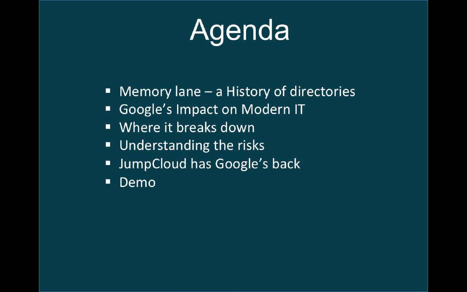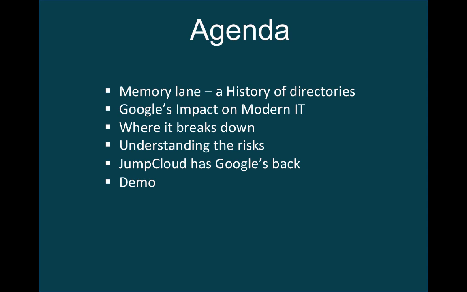We'll talk about a few things here in the next few minutes, but I like to begin presentations by providing a historical context. So we will talk a little bit about the history of directories to really give you context on where we are today with respect to identity. We'll talk about Google's impact on modern IT, especially with the dawn of Google Apps, and of course Google Identities at the core driving a lot of authentication needs in your enterprises. We'll also go deeper into just exactly where that breaks down for organizations so you can understand the risks.